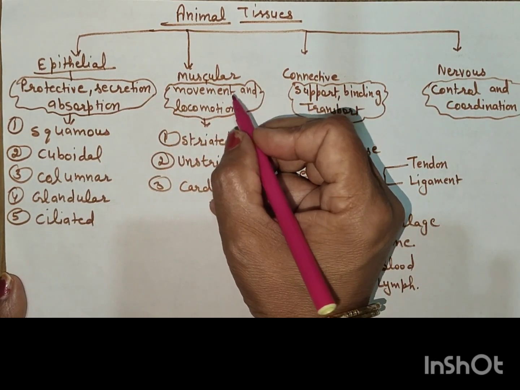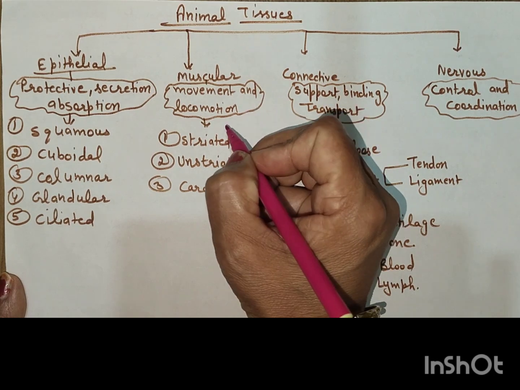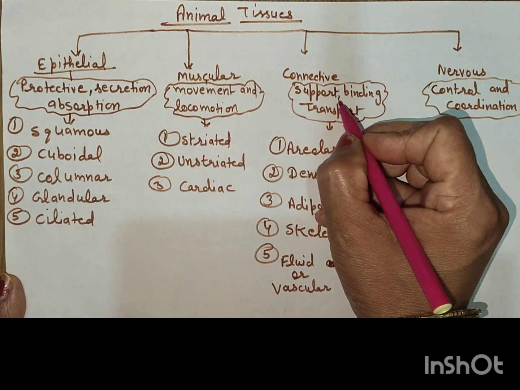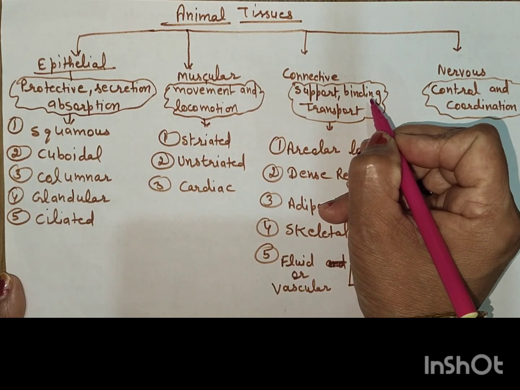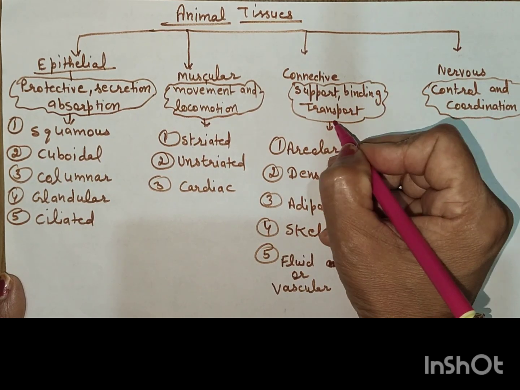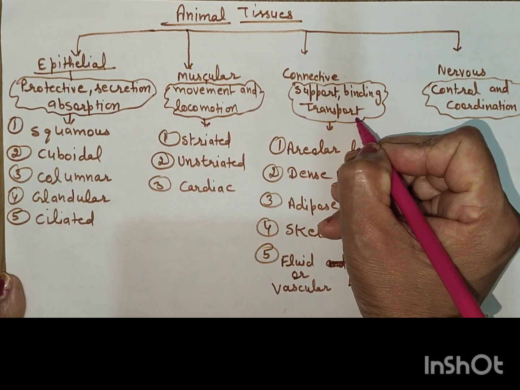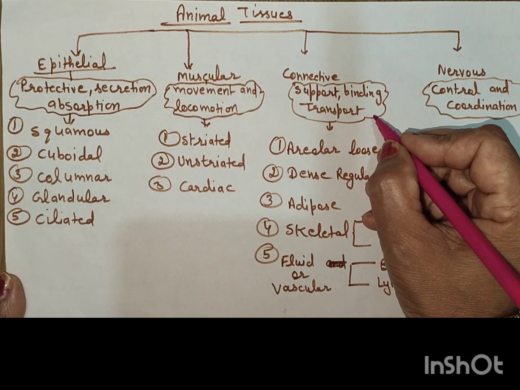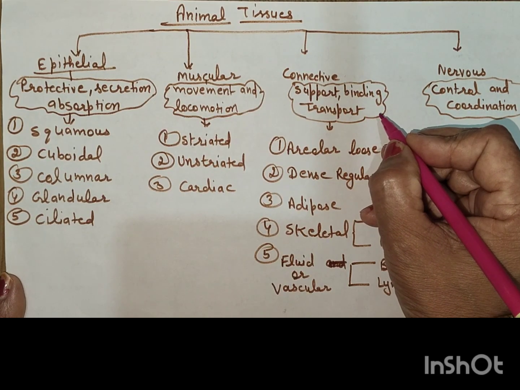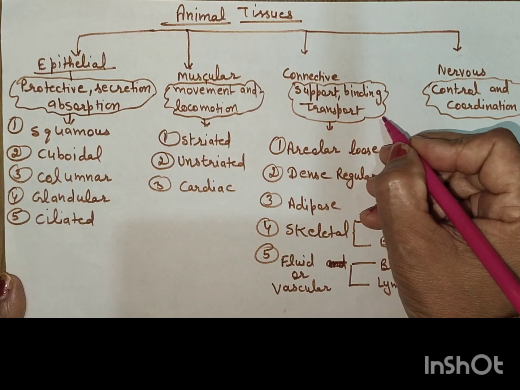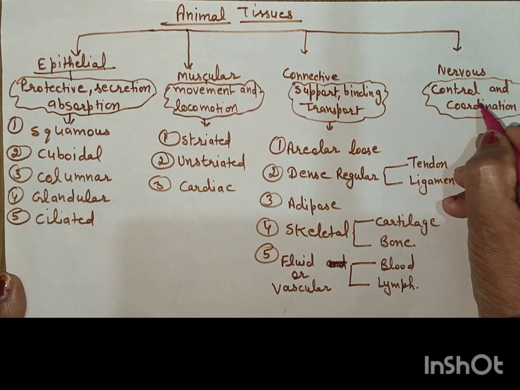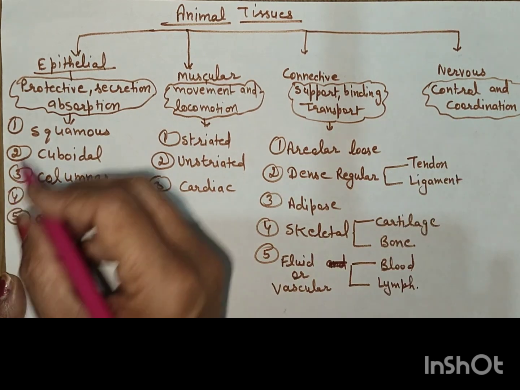Muscular tissue helps in the movement and locomotion of the body. Connective tissue is supportive in nature. It binds the various body parts and also helps in the transportation of the respiratory gases, carbon dioxide and oxygen, and also the transportation of excretory products. Nervous tissue helps in the control and coordination of the animal body or human body.